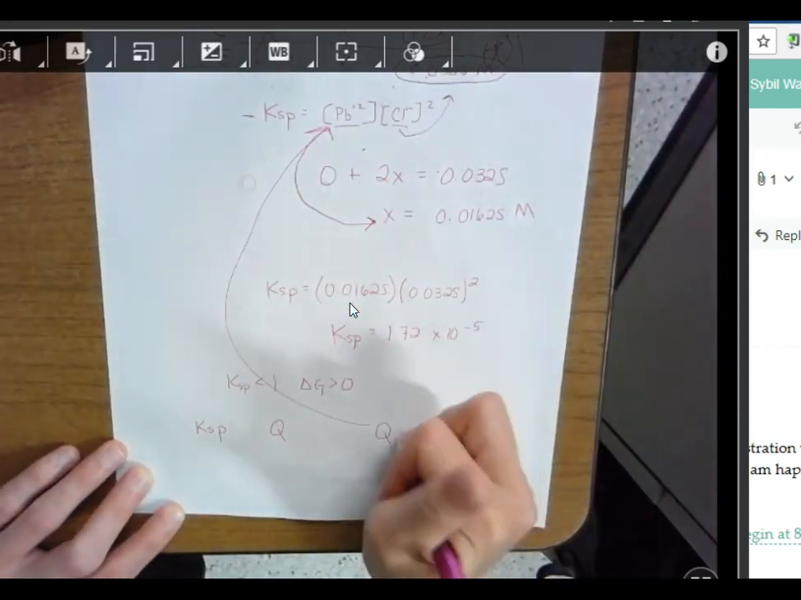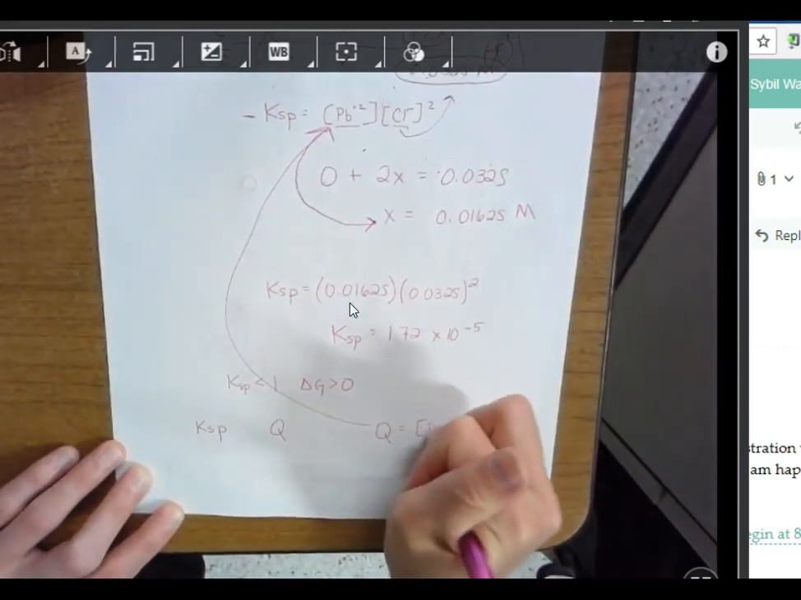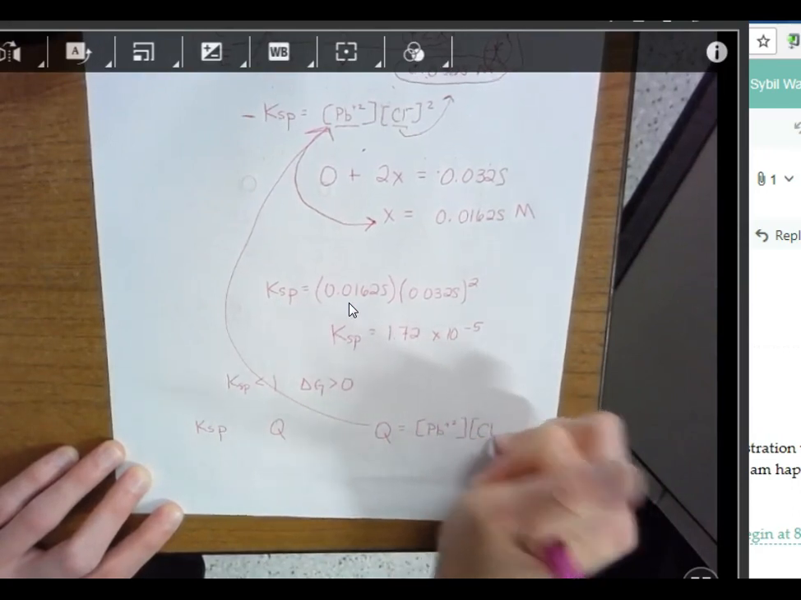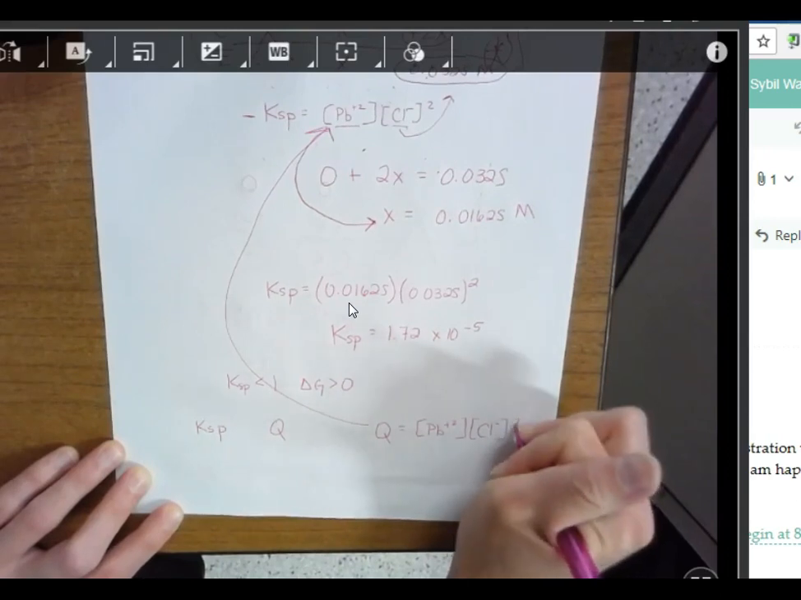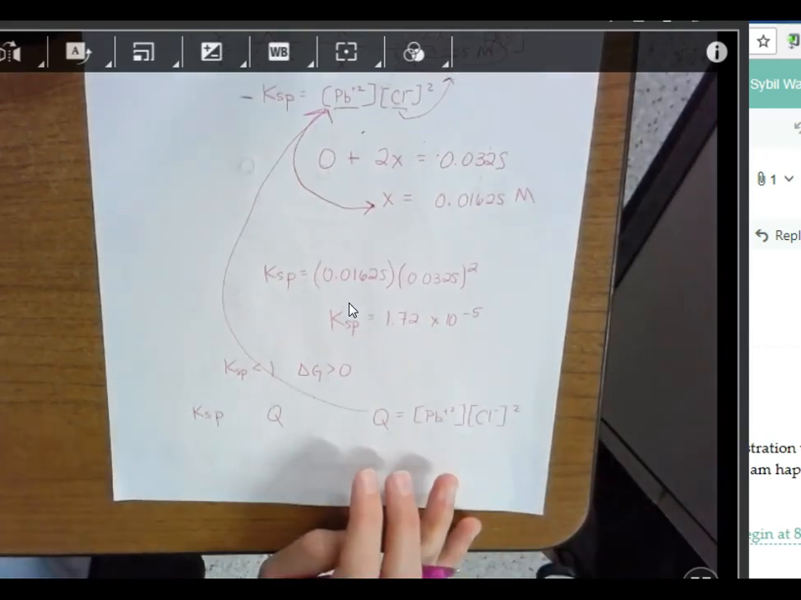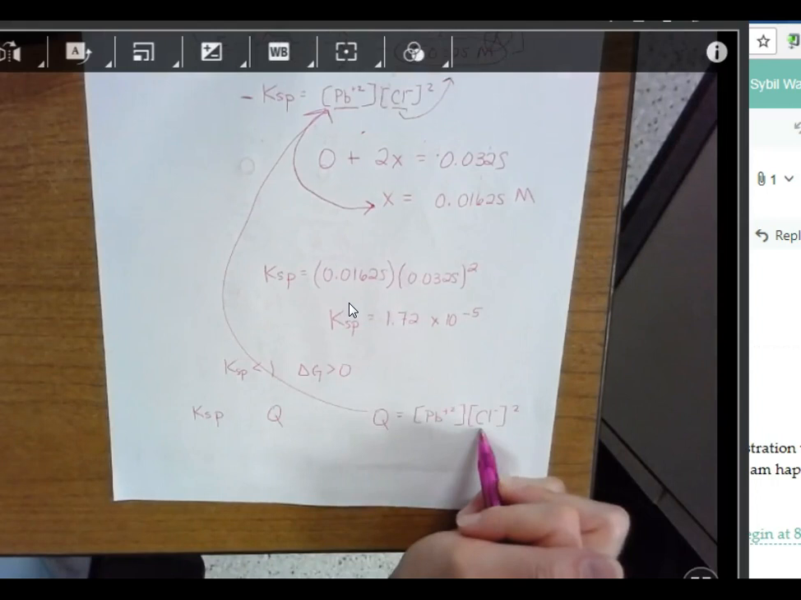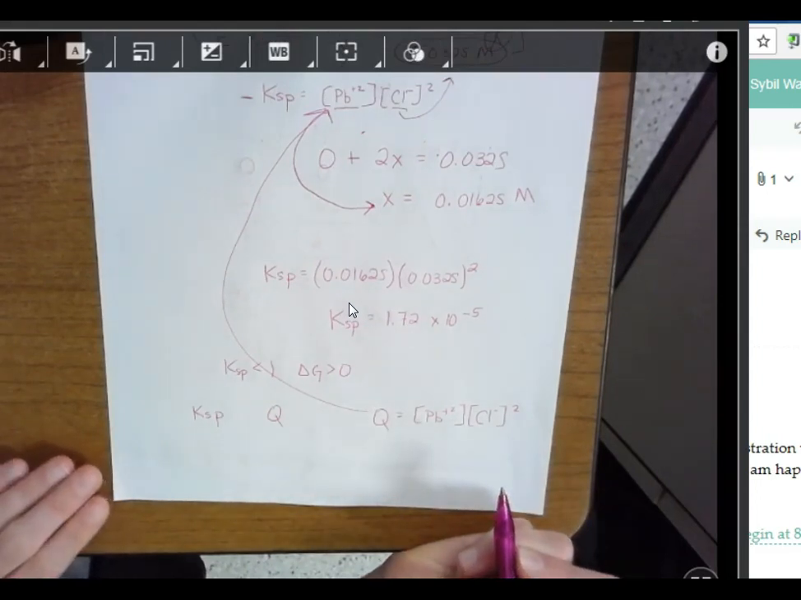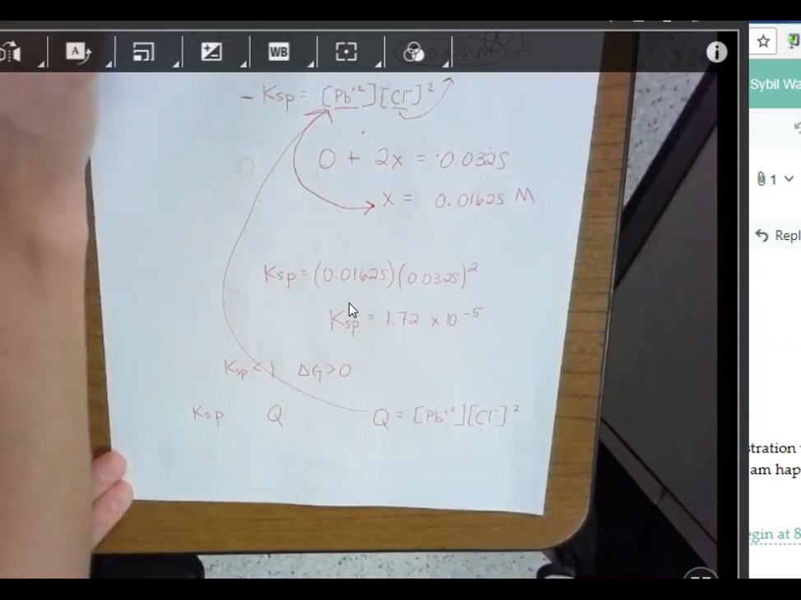We have to write Q the exact same way as our K, but we're going to use the values that were given because we don't know if we're at equilibrium. So we need our lead concentration and our chloride concentration in situation B. Let's flip back over to the paper and explore that a little bit further.